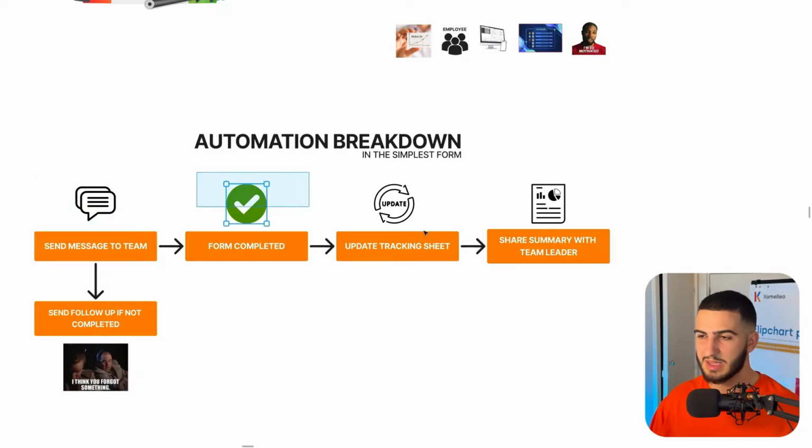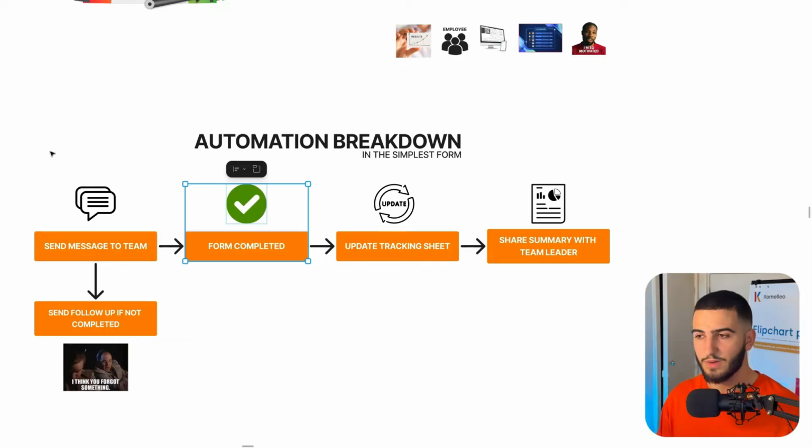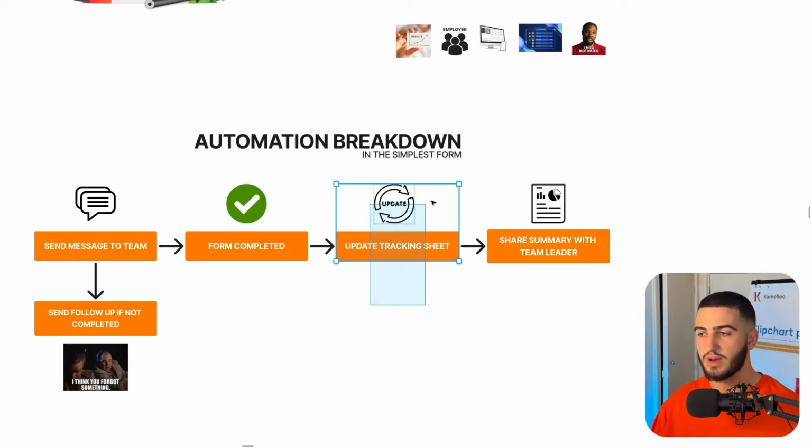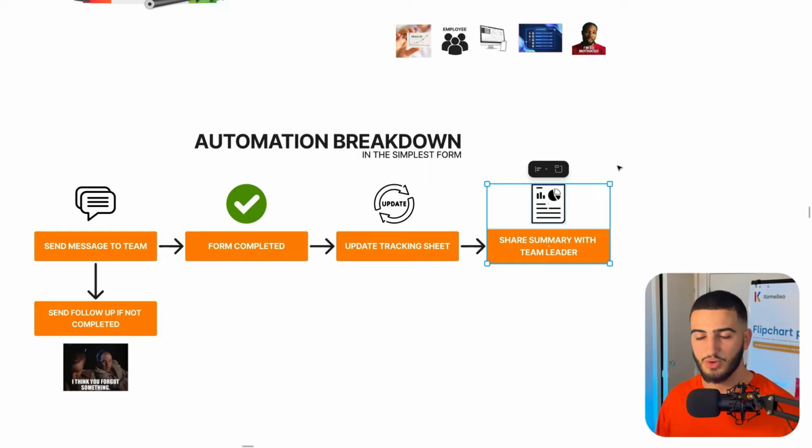Previously we've done it without this step, so it's just basically hoping they would complete a form, and a lot of people don't, they forget. So every single day you send a message to the actual Slack channel or wherever you communicate with your team, telling them to complete the onboarding form. Once the form is complete, you go ahead and update the tracking sheet. And at the end of the day, you can go ahead and create a summary sheet with a team leader.